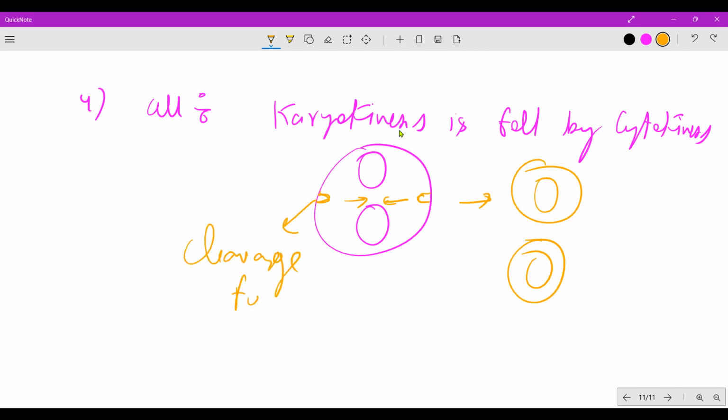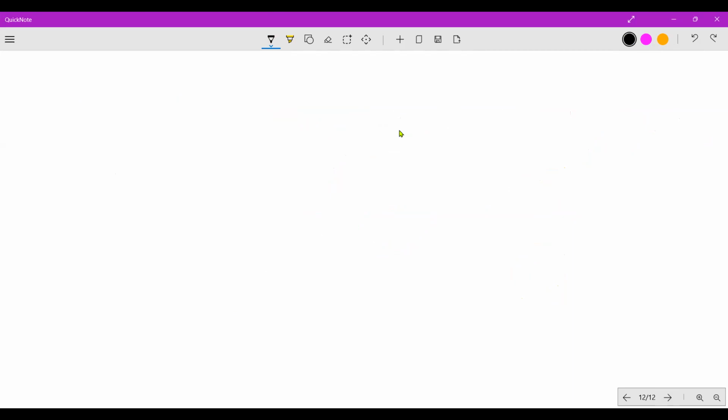ये हमारा जो cleavage furrow है, who's responsible? We know it is the actin filaments. Actin filaments are involved in formation of these cleavage furrows that will divide the animal cells during cytokinesis. Am I clear? So this is very, very important. Actin filaments have a very important role.